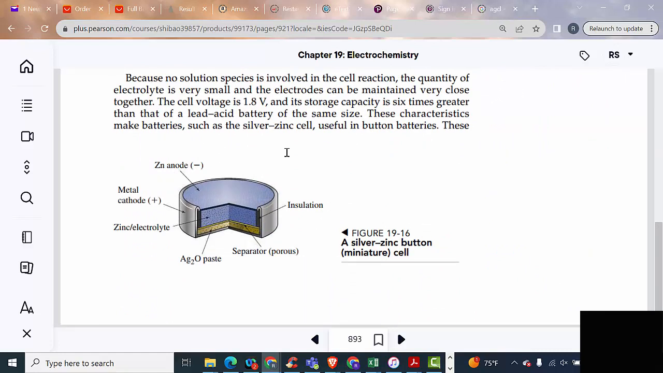So this is the button cell here. Again, zinc. Zinc is cheap, and it's used as the anode. So it's a zinc anode. And what's the oxidizer here? The cathode is the steel case, but the oxidizer is, yeah, the silver oxide paste. That's the oxidizer. Silver ions are a good oxidizer.